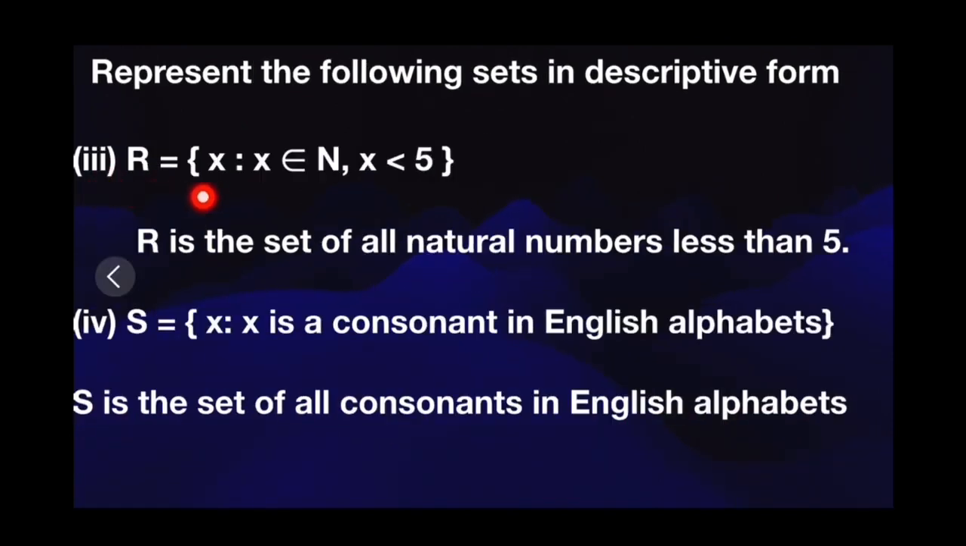Number 3. R is equal to x such that x belongs to N, x is less than 5. R is the set of all natural numbers less than 5 because it belongs to N, that is a set of natural numbers. Number 4. S is equal to x such that x is a consonant in English alphabet. S is the set of all consonants in English alphabet.